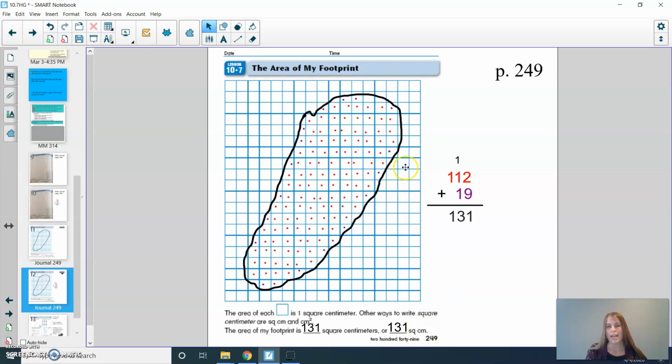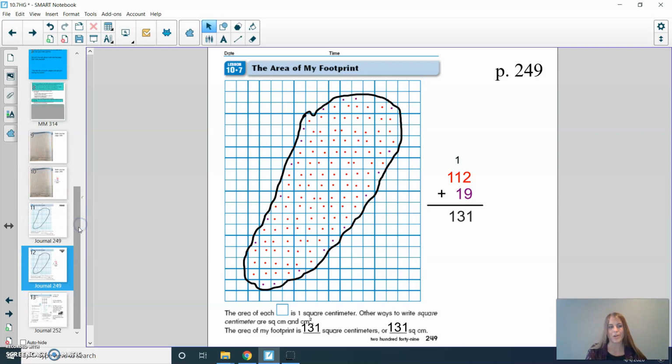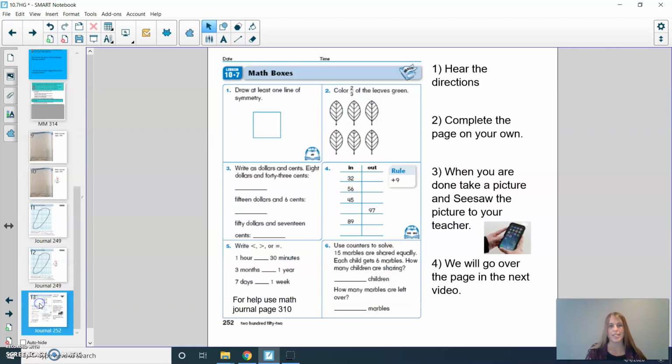Now again, you probably had an answer very different than mine since we all have different size feet. If you have any questions on this, you can ask your classroom teacher, or you could also ask somebody at home. The next thing that we're going to talk about is our math box page, which is page 252.